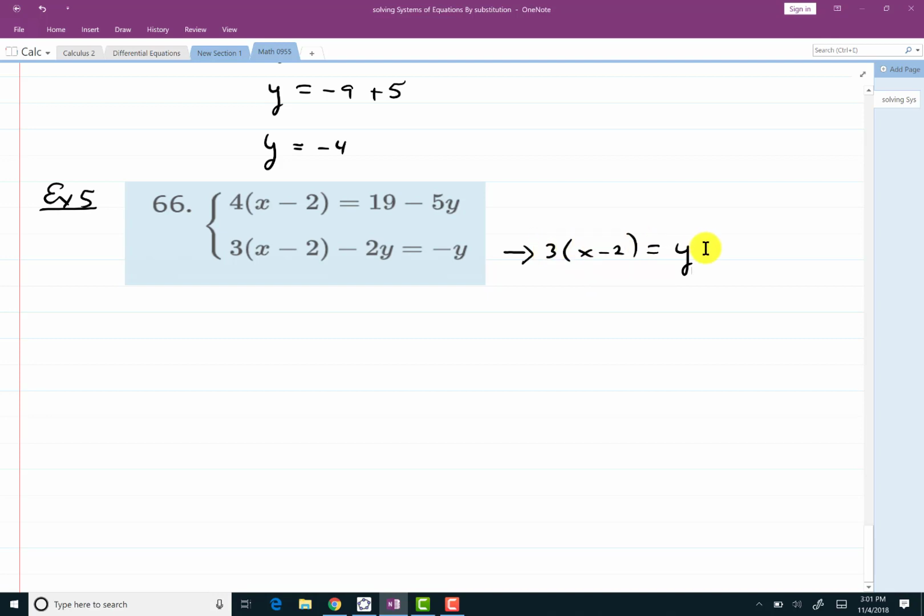What I'm going to do now is take this and plug it into, or substitute, into the first equation.